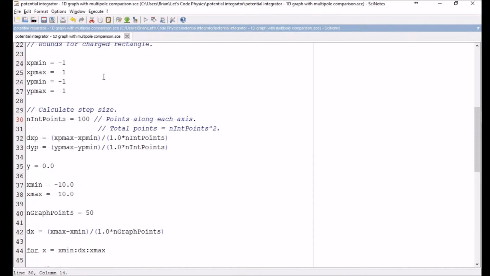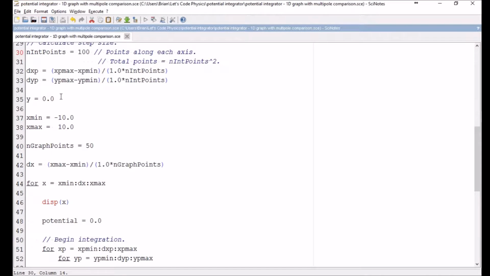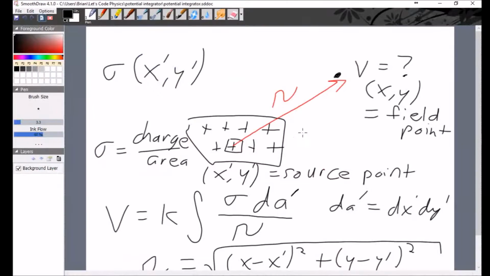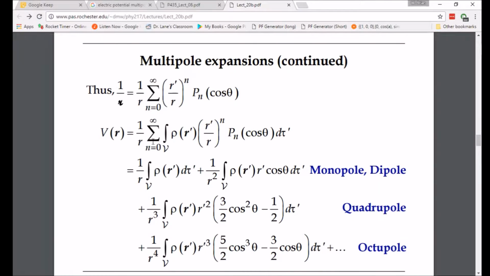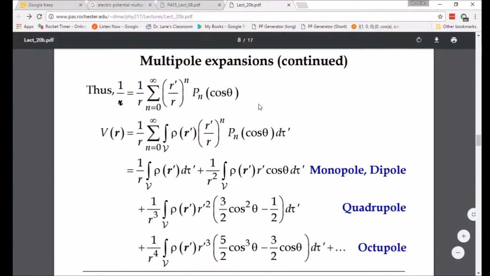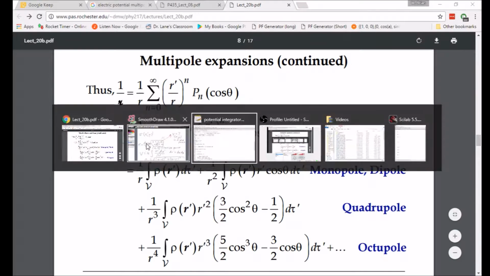I think we can probably get away with fewer points, though. I'm going to decrease that by half. We might want more points for the x loop, but I don't think we need quite so many points for our integral. We don't have anything too terribly complicated in there. Let's see. So I've also set our y equal to 0, so that way we are along the x-axis here. That way our x value corresponds to this r value that we have in here, so we don't have to worry about taking x squared plus y squared and then graphing it versus r and everything.